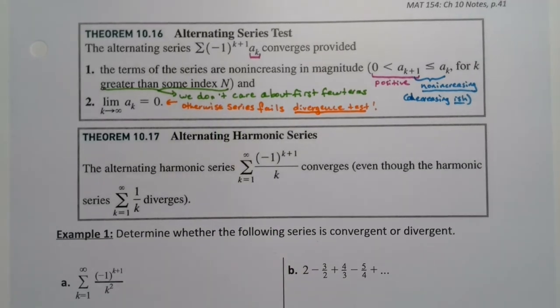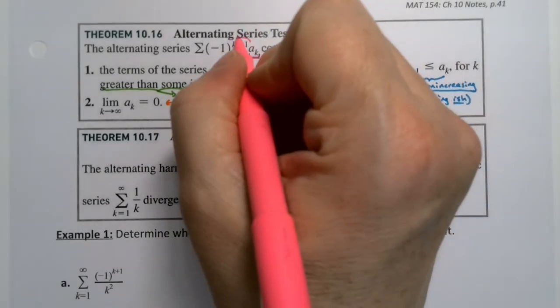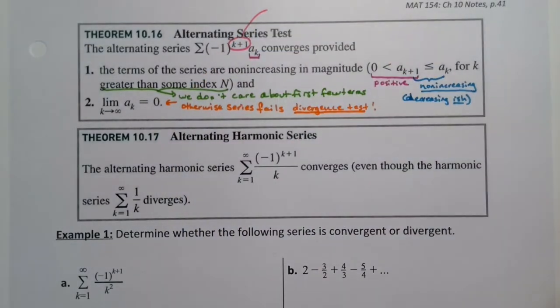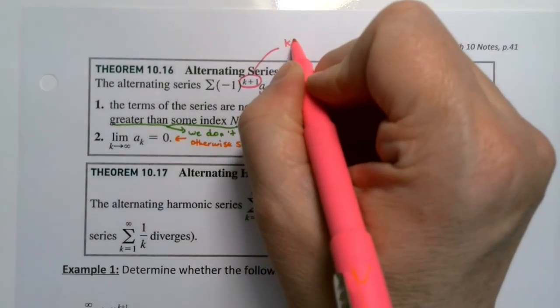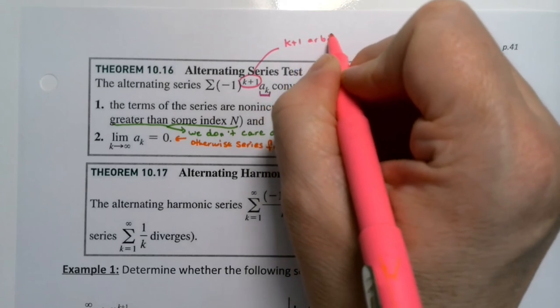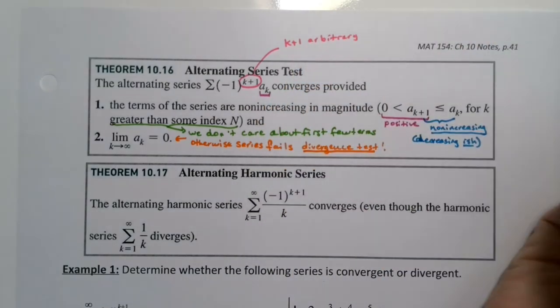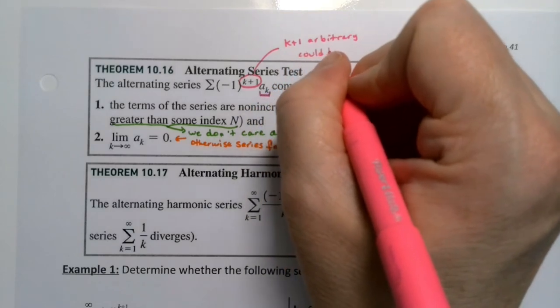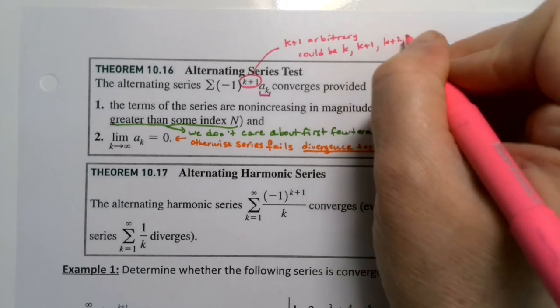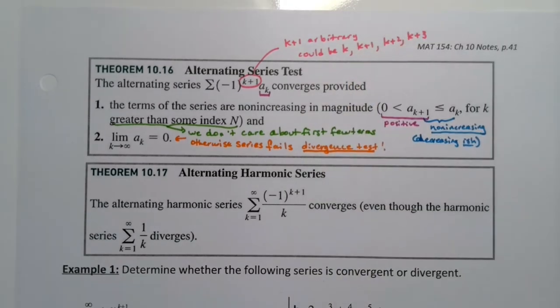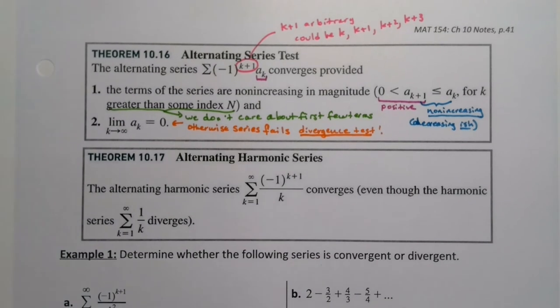And for the record, the whole k plus 1 thing is kind of arbitrary. In this test, they write it as k plus 1, but it could be k, it could be k plus 2, it could be k plus 3. It could alternate in a variety of ways. So don't think it has to be k plus 1. It's common that it's k plus 1, but it's not the only way to write these.